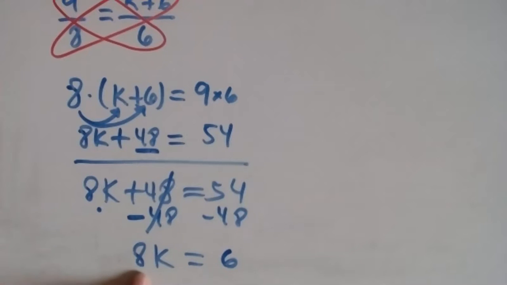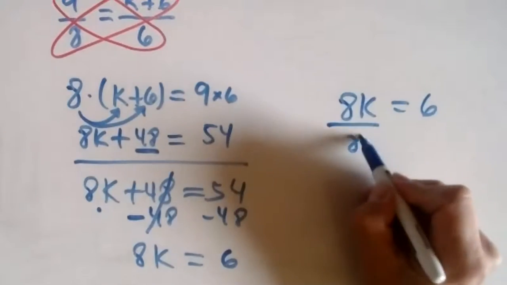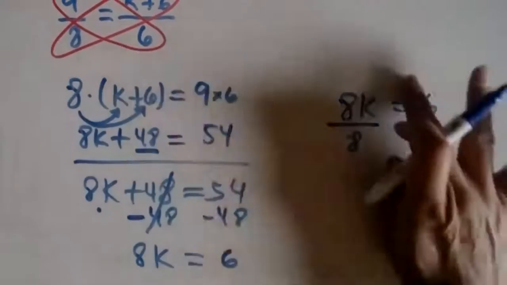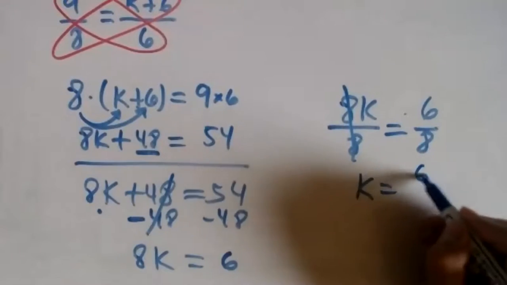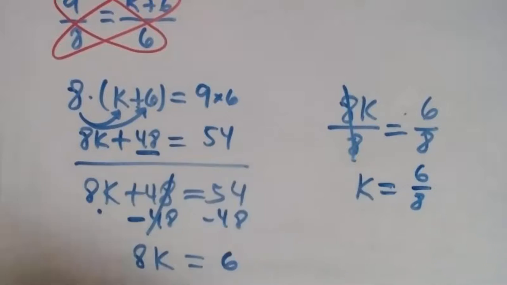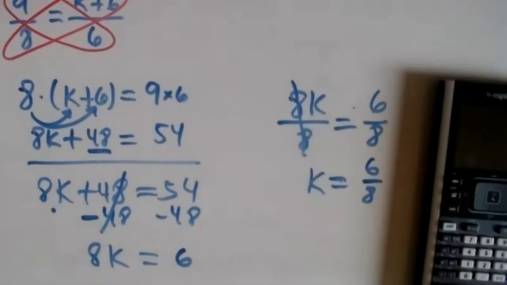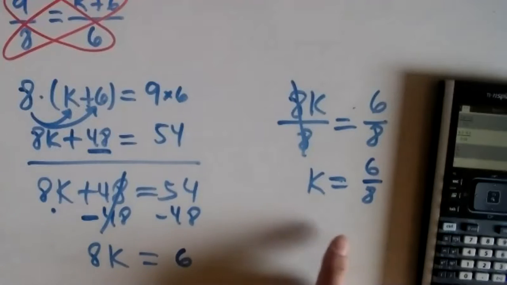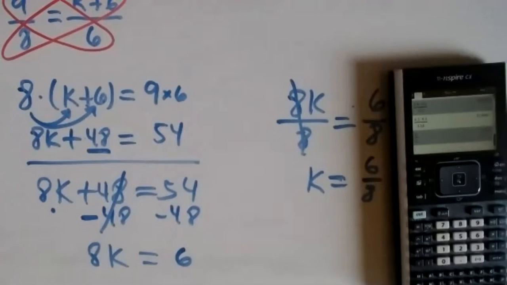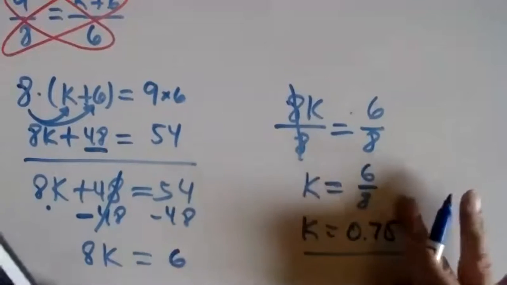Now, what do you do with this 8? Well, if you have 8k equals 6, you have to divide by the 8. This is something you did already in Algebra 1. You cancel the 8s, k equals 6 over 8. Now, I want decimals. Remember, all the problems have to be solved with decimals. So you go to the calculator and put 6 divided by 8, and then you get 0.75. So k equals 0.75. Okay?